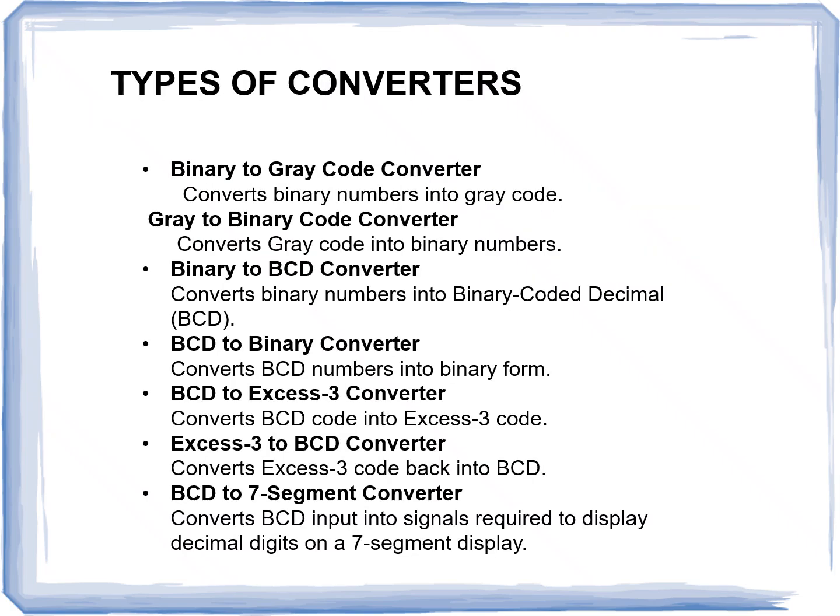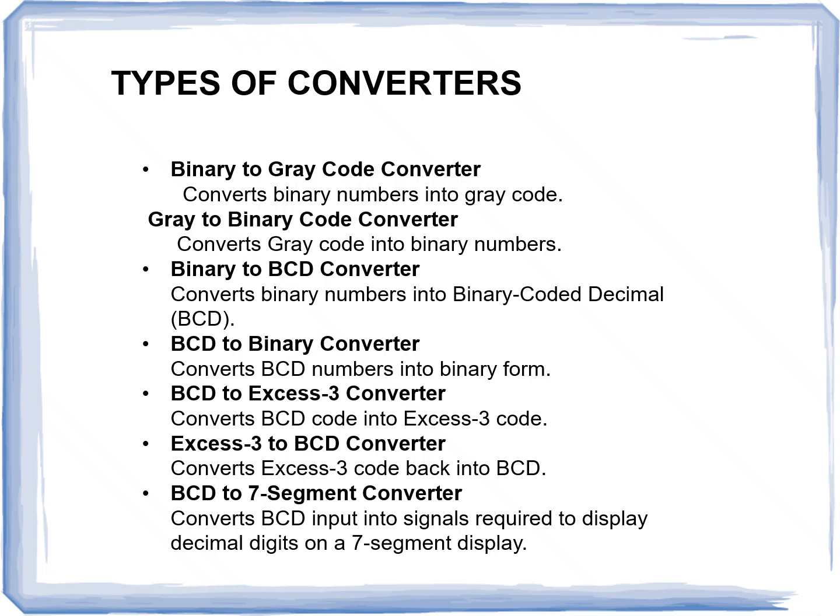These are all the types of converters. We are going to convert binary to gray code converter, then gray to binary code converter, binary to BCD, BCD to binary, BCD to XS3, then XS3 to BCD converter, then BCD to 7 segment converter.